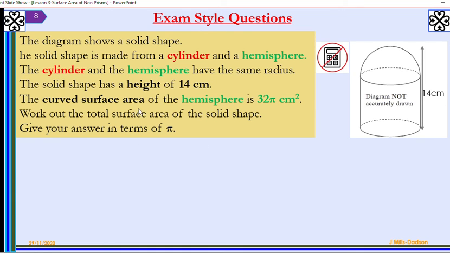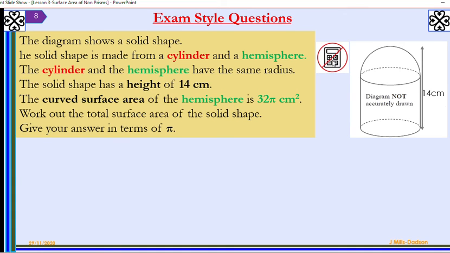The curved surface area of the hemisphere is 32 pi cm squared. We are supposed to work out the surface area of the whole solid, leaving our answer in pi. That means we are not allowed to use a calculator.